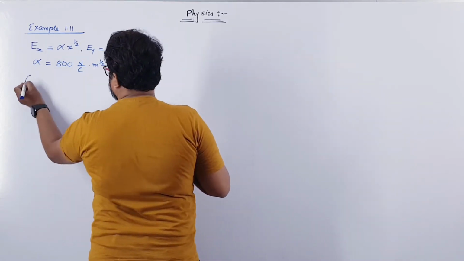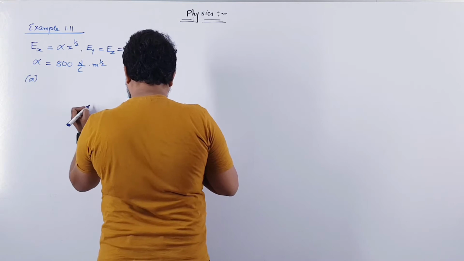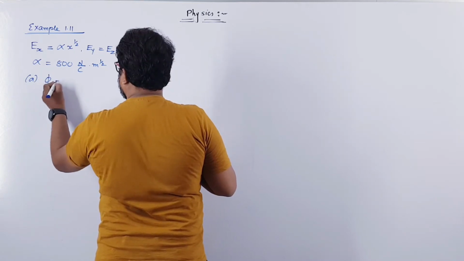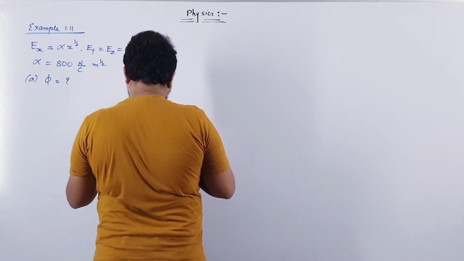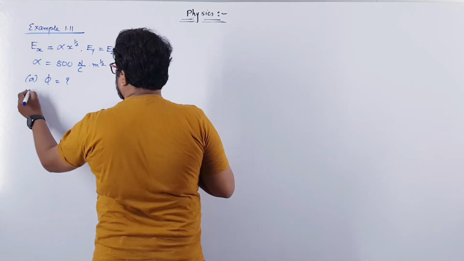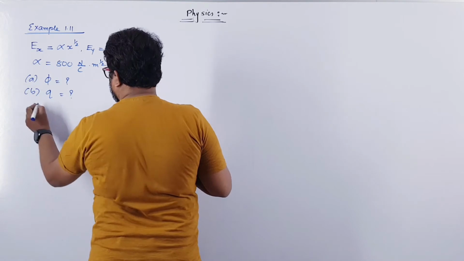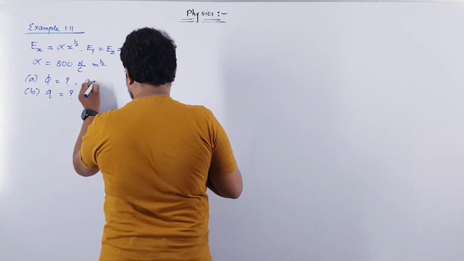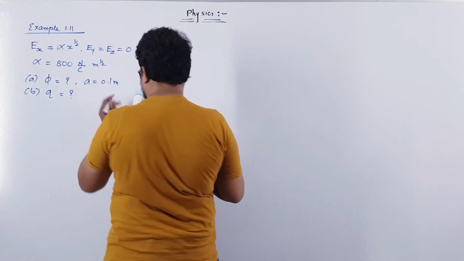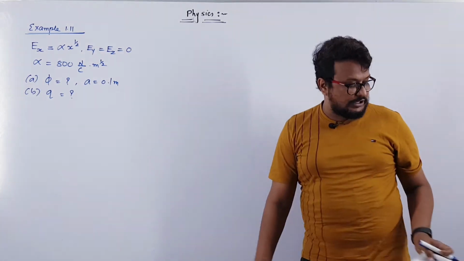Calculate A, the flux through the cube. First thing is we have to calculate flux through the cube. B, the charge within the cube. Assuming A is equal to 0.1 meter, where A is the side of the cube.